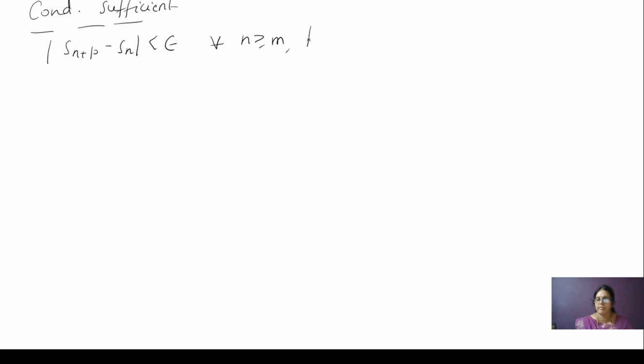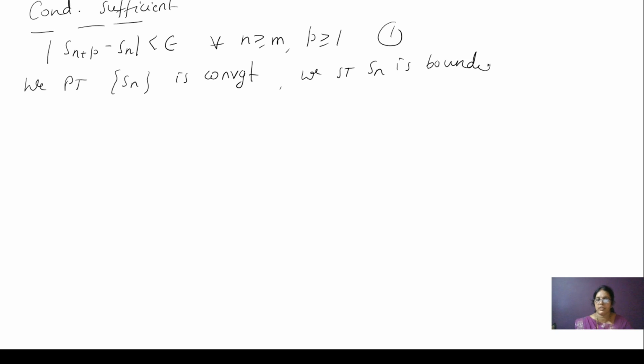Now we shall prove the converse, that is, we show that the condition is sufficient. For that, first we assume that modulus of Sn plus p minus Sn is less than epsilon, that is, this condition is true for every n greater than or equal to m and p greater than or equal to 1. We have to prove that Sn is convergent. We know that every bounded sequence is convergent.